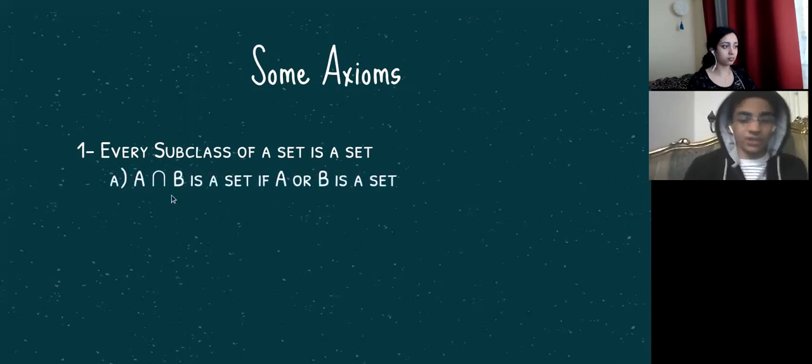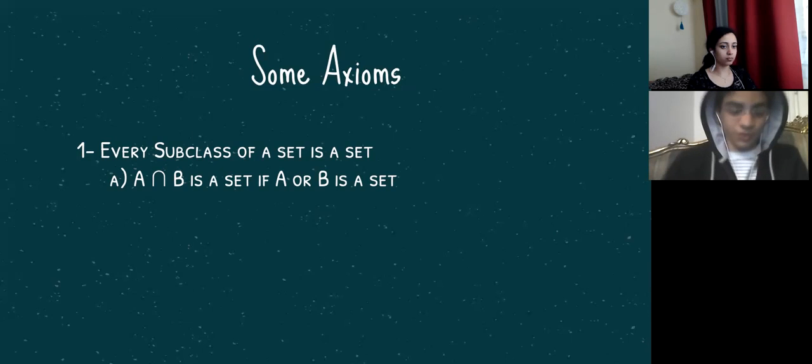Based on that, you can actually conclude that A intersection B is a set if A or B is a set. So from where do we conclude this? I think we have proven in the very first sessions that A intersection B is a subclass of A, and that A intersection B is a subclass of B. Because if there exists an element that belongs to both A and B, then it certainly belongs to A, and it certainly belongs to B.